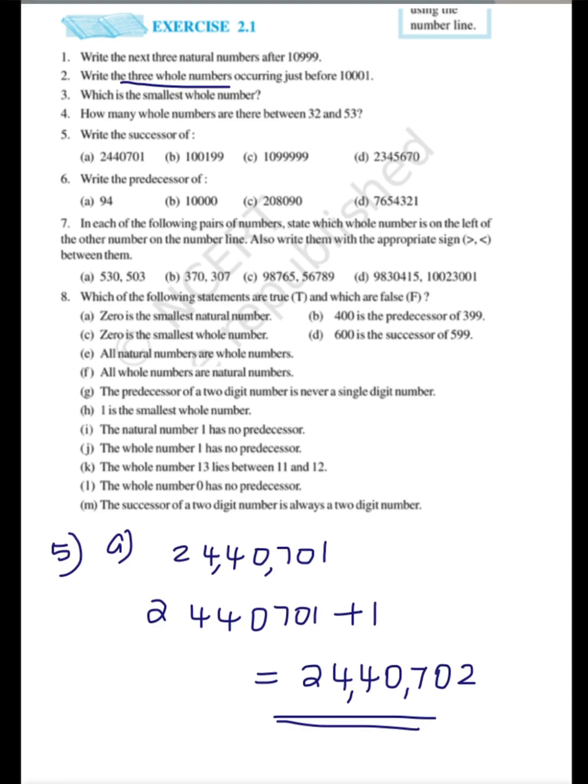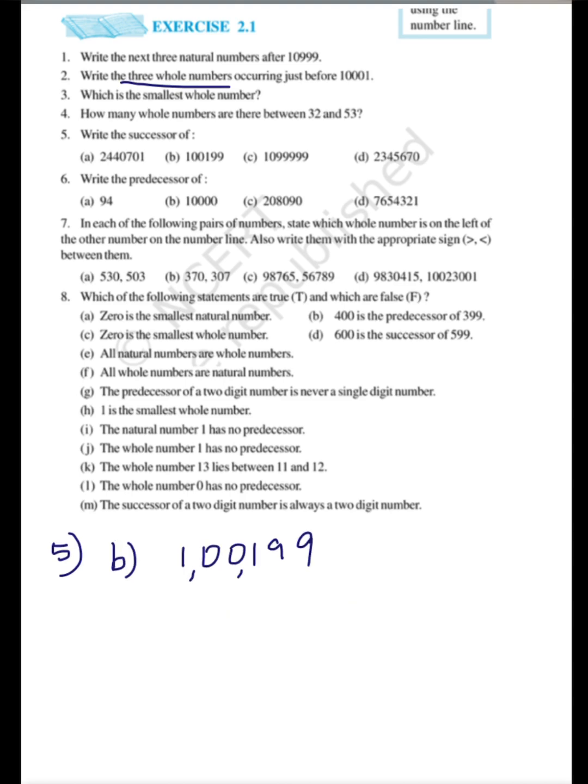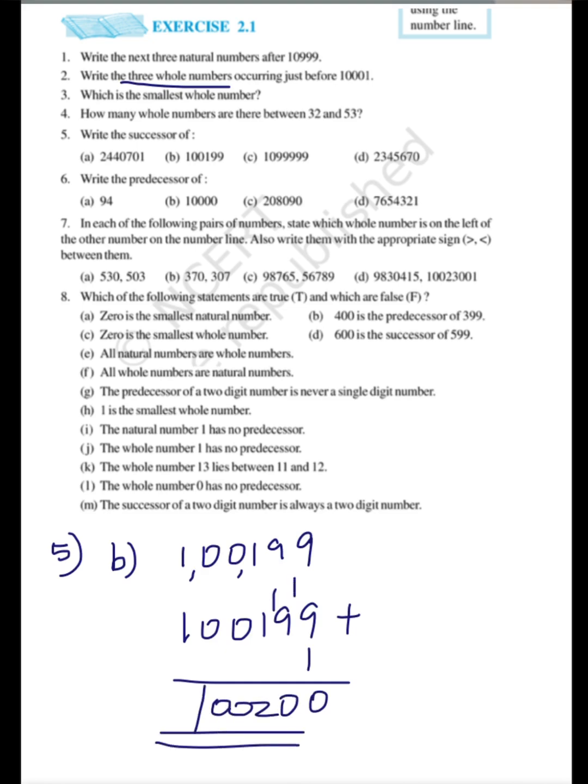Now let's see B. That is 1,199. So here also, in order to find the successor, you have to just add 1. Plus 1 will give the successor. So the answer is 1,200,000. Okay, 1,200,000 is the successor of 1,199. Understand? You have to just add 1 so that you will get the successor.